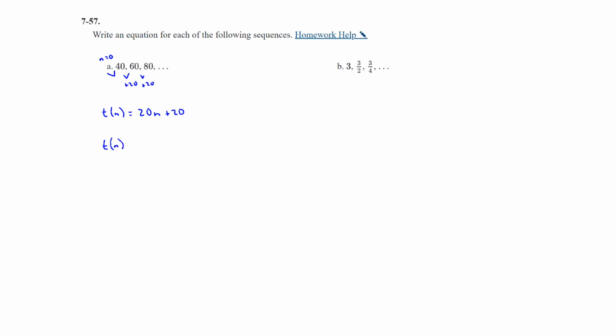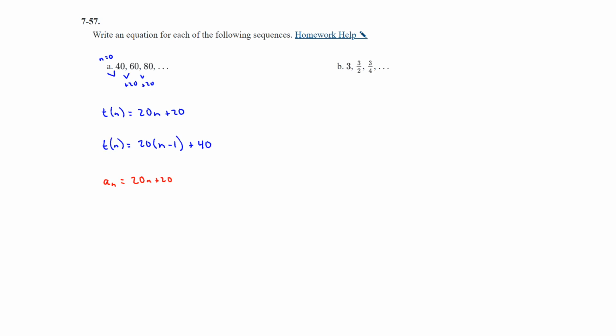You could use the first term form, so you don't have to go back to term 0, and you could still do 20 times n minus 1, and then plus 40. So if I was looking for the first term, it'd be 20 times 0, and then you'd do plus 40, so it would be 40. And then the second term would then go to 60 and 80 and so on. Remember, you can also, instead of T of n, use the form A of n. So you could do A of n equals 20n plus 20. Same idea there.